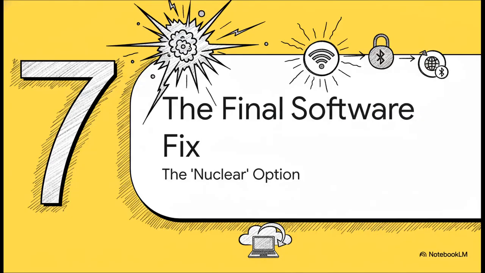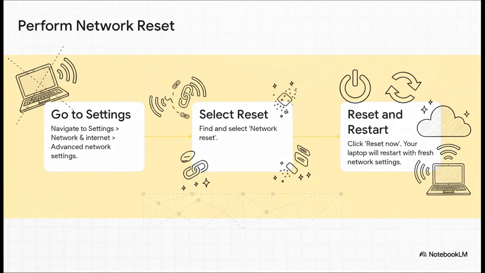All right, if you have made it this far and you are still disconnected, there is one last, really powerful software fix we can try. Think of this as the nuclear option, because it basically resets all of your network settings back to how they were when the computer was brand new. When you go into your settings and use the network reset tool, you're telling Windows to completely wipe and reinstall every single network component. Now, fair warning, this will make it forget all your saved Wi-Fi networks and passwords, but it's often the one thing that can clear up those really deep, stubborn software issues that nothing else can touch.